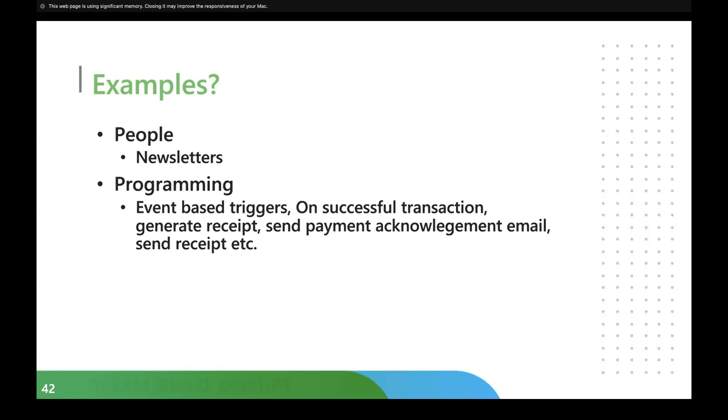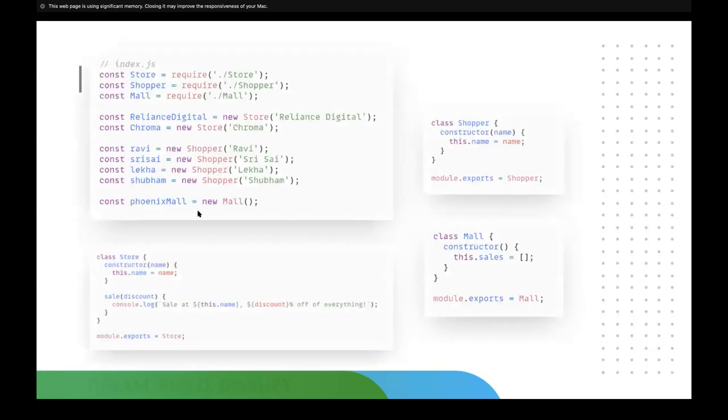So let's look into an example in our code with a simple implementation in our application, okay? So we have this index file wherein we have a store and we have a shopper and we have a mall class, okay? And we can see they are just simple classes which just have a name for now. And the mall has something called a sales array. And there is a shopper class, and the shopper has a name. A store has something called sale, which we'll look into.